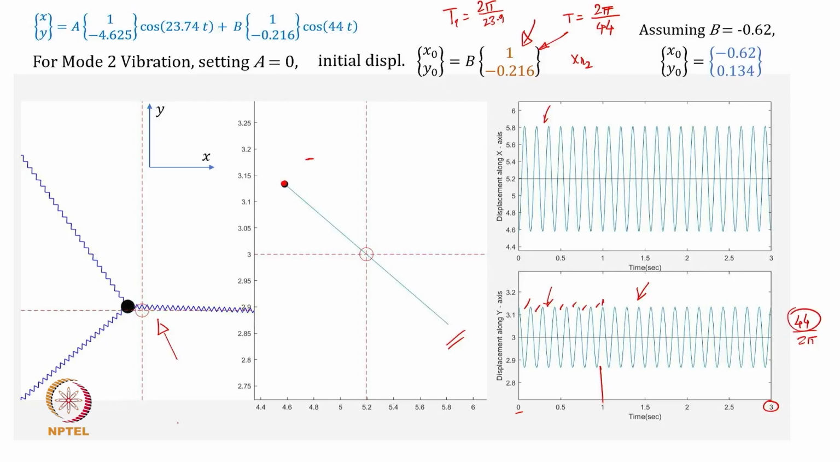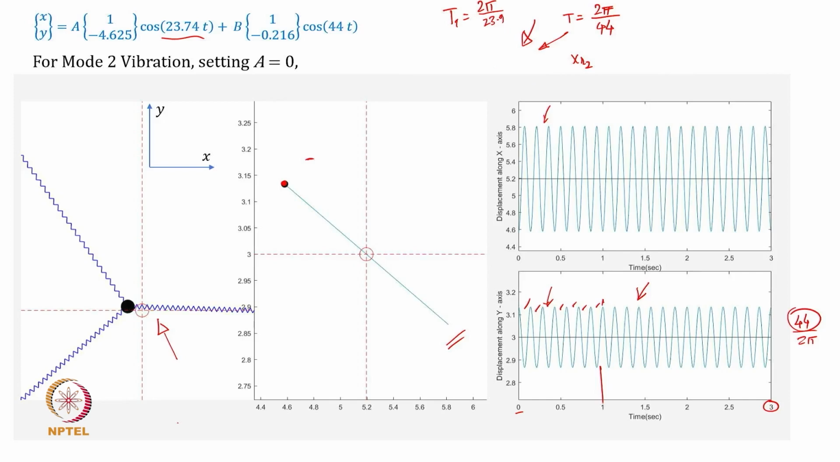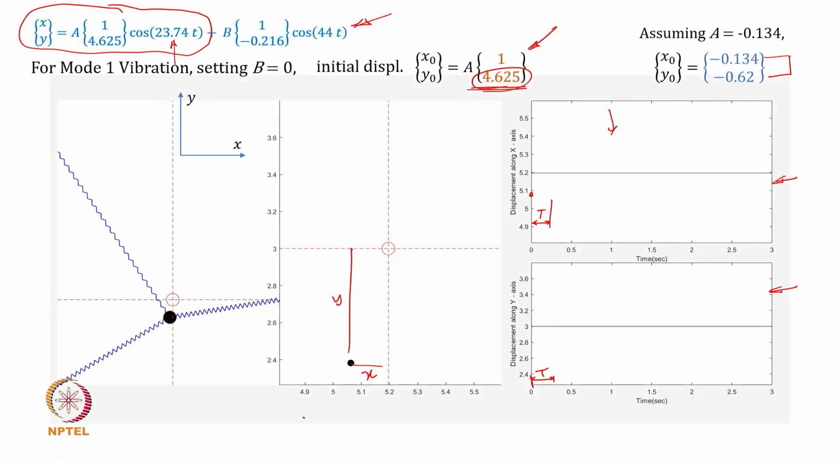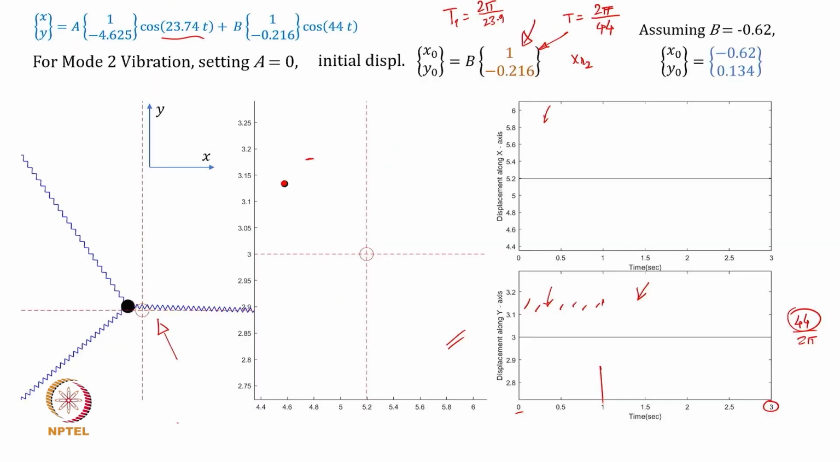In the earlier case, the number of cycles was proportional to the frequency 23.74, and so that period was larger. Compared to here, you can also replay the earlier slide and show that the motion was slower compared to what you got in the second mode here. Okay, all right.